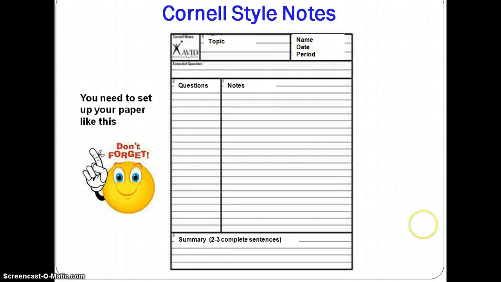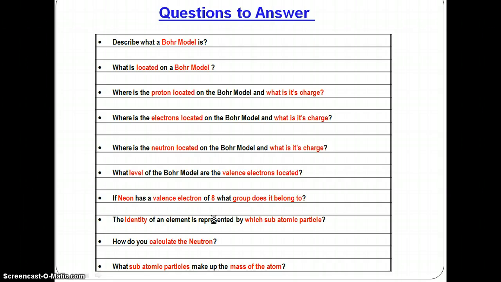The atom notes and these notes are due on Monday, so you have the weekend to do this. Don't forget topic, your questions go on the left hand side, the notes or the answers go on the right hand side. And don't forget your 2 to 3 complete sentence summary. Okay, let's go ahead and take a look at the questions. Go ahead and pause the video now and write down the questions.